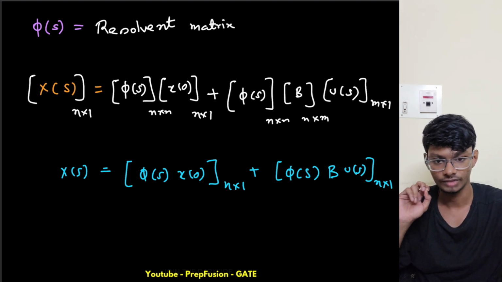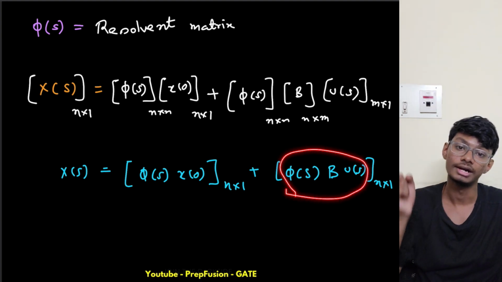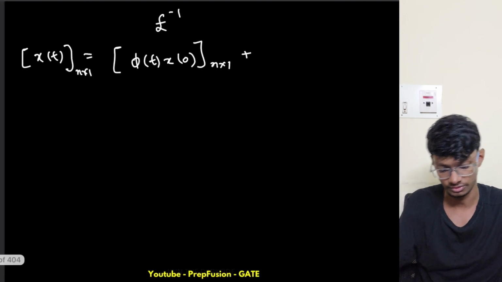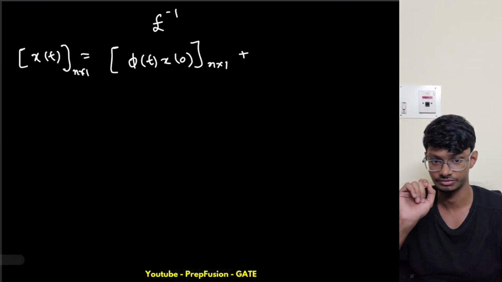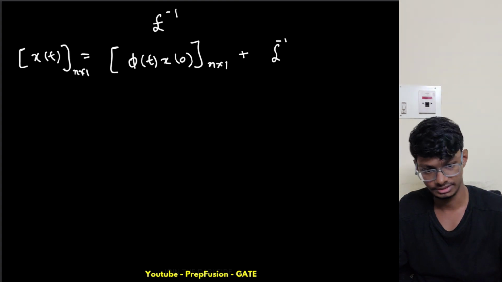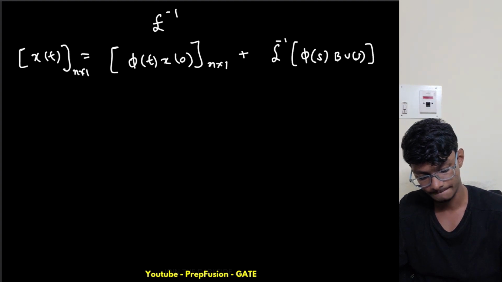So what we will do, I will just solve in the Laplace domain. I will solve this whole matrix in the Laplace domain, then take the Laplace inverse. That's what your procedure should be. So take the Laplace inverse of this whole matrix, phi of s b u of s. This is n cross 1.